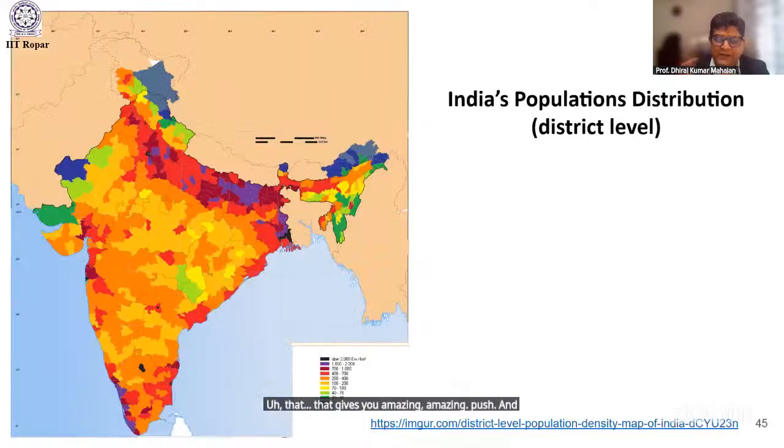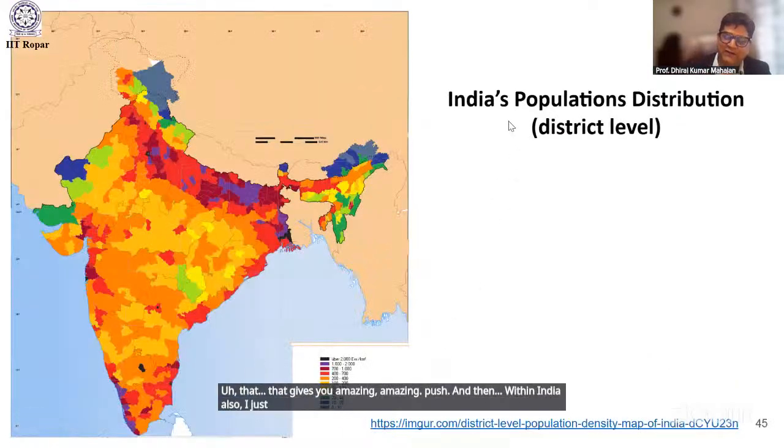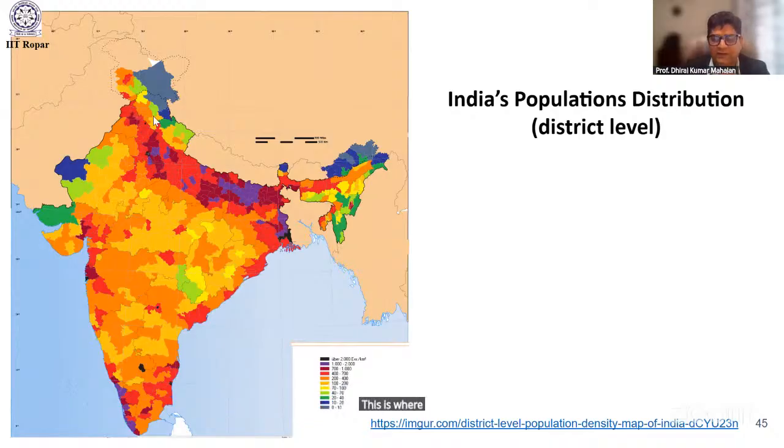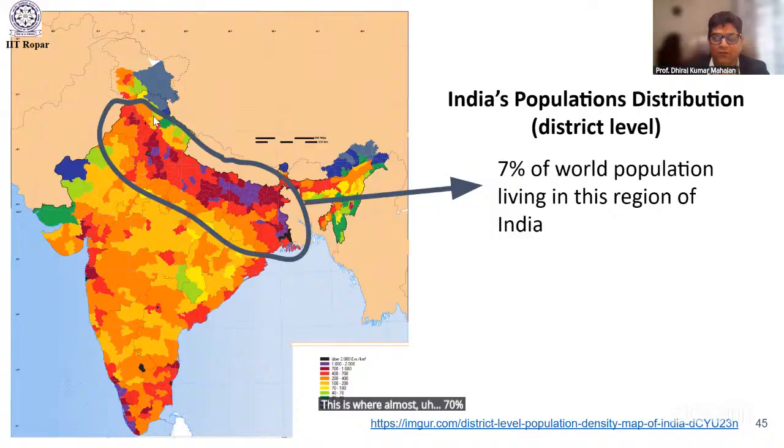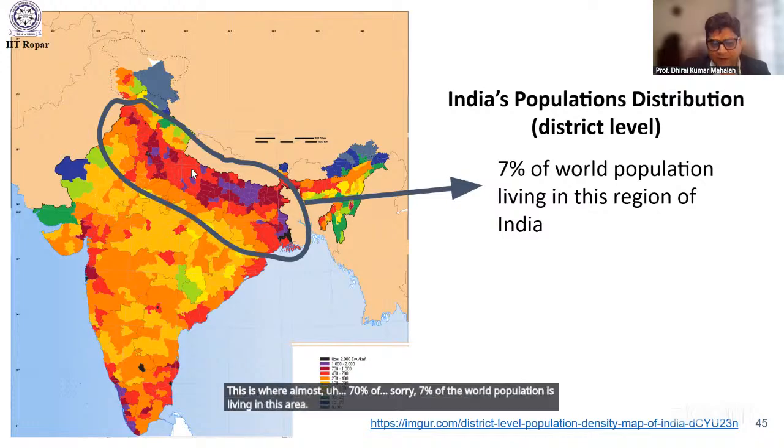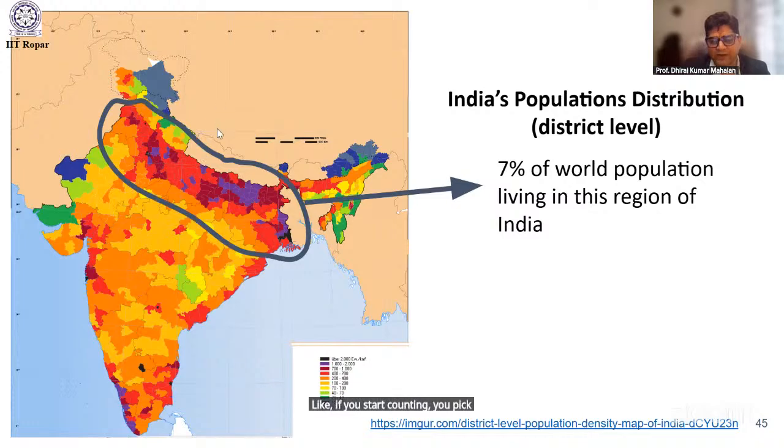And then within India also, I just want to tell you, for example, this is the India population distribution. You can see various color codes, and I can show you that this is where almost 7% of the world population is living. If you start counting, Uttar Pradesh is like 20 crore, Bihar is 22 crore, and altogether you don't even need to send your product 500 or 600 kilometers away. You have a big sample to test your product.